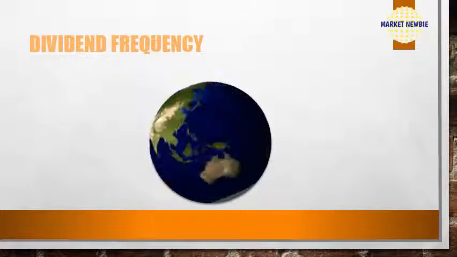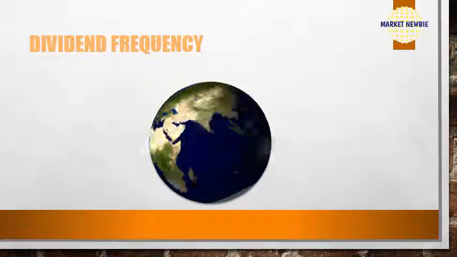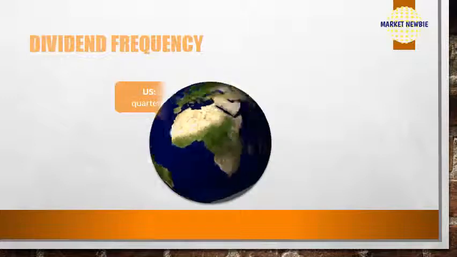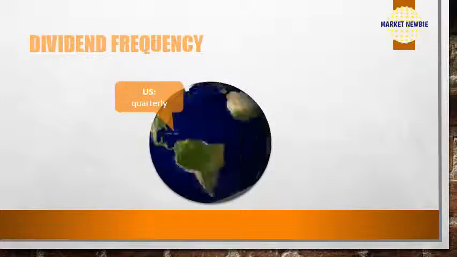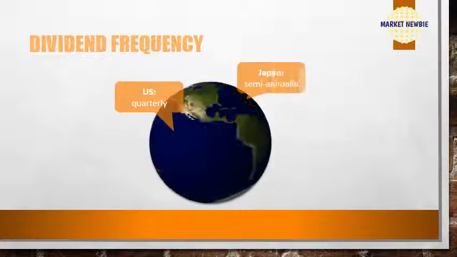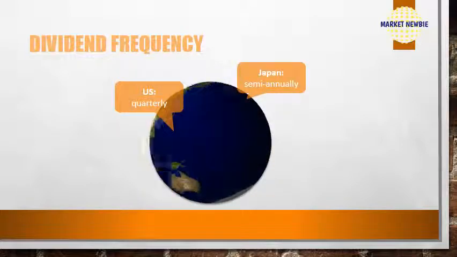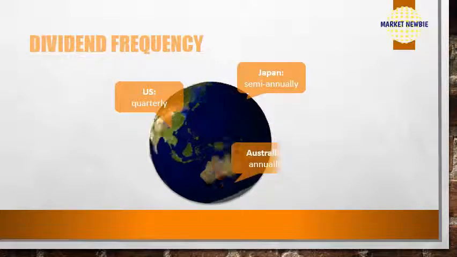How often do you get paid? It depends on the country you live in. For example, it is quarterly in the US, semi-annually in Japan, and in Australia and Germany it is annual.